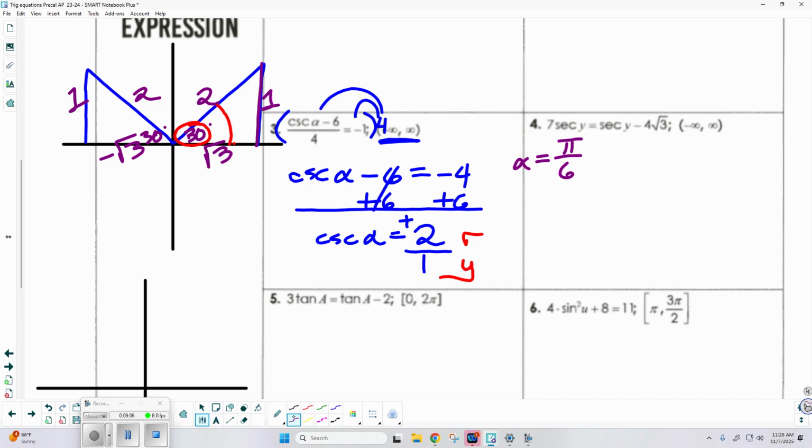But there's a second triangle, which means a second answer. So I'm going to start in standard position again, and I'm going to rotate to that hypotenuse. How far do I rotate for a reference angle of 30?